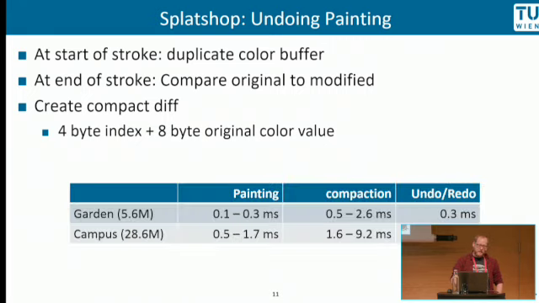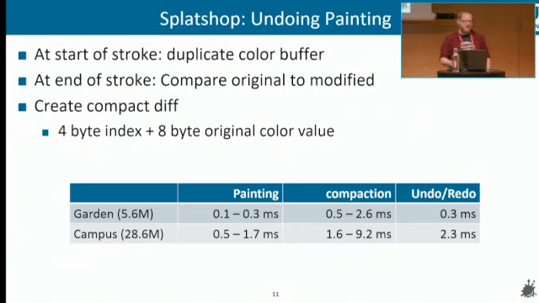Performance-wise, it looks like this. Let's take a look at the bottom one, the campus scene with 28 million splats. Here, painting with a brush that covers the entire scene adds about 1.7 milliseconds to the frame duration on an RTX 4090. So that's okay. For compaction, which happens at the end of the brush stroke, we need up to around 9 milliseconds, because we need to do a little bit more here.